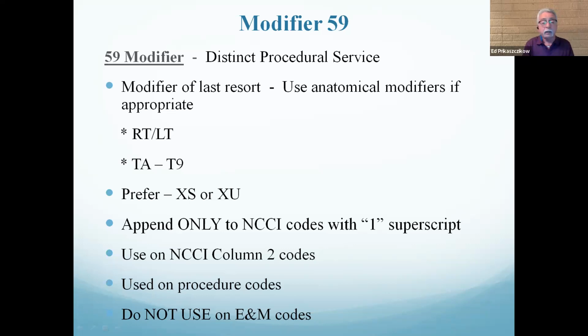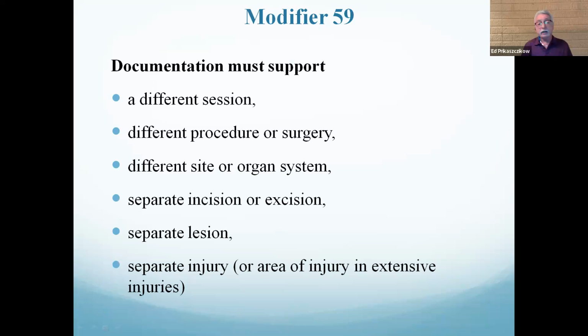And there are proprietary programs that will tell you if there's a column 1 or column 2 procedure-to-procedure edit, and if they do have a 1 superscript that allows them to be broken out, okay? And of course, we don't use modifier 59 on an E&M code. But your documentation must support a different session, different procedure, a different site, separate incision, separate lesion, separate injury.